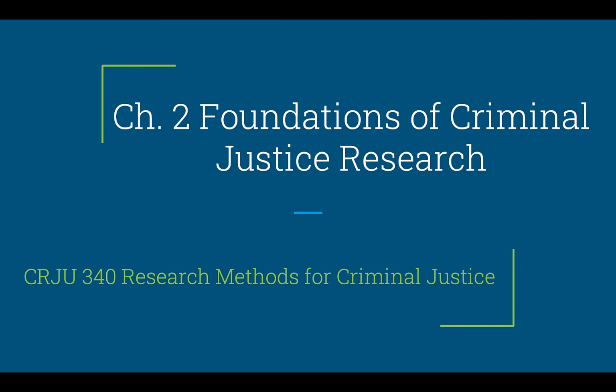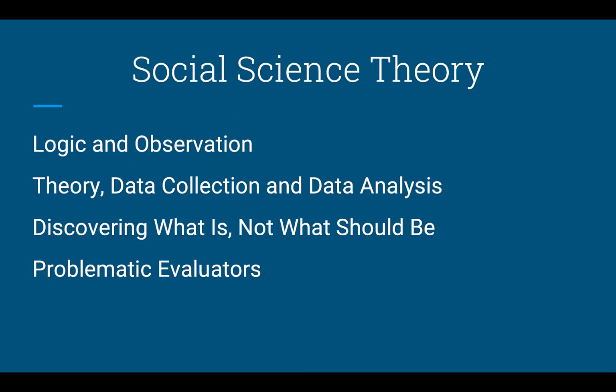This is an audio review of Chapter 2, Foundations of Criminal Justice Research for CRJU 340 Research Methods for Criminal Justice. Okay, so social scientific inquiry generates knowledge through logic and observation. Theory and observation go together in science, but sometimes theory precedes observation, and other times observation precedes theory. There are three key aspects of the overall scientific enterprise: theory, data collection, and data analysis.